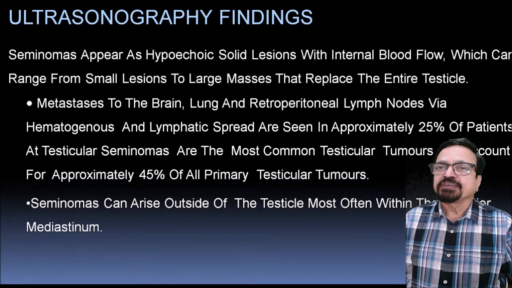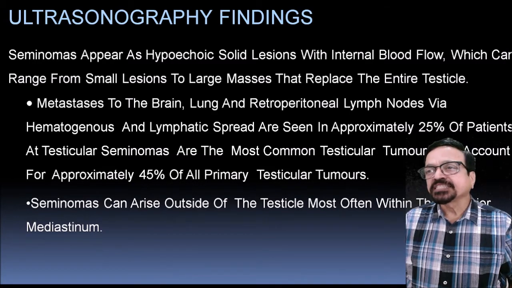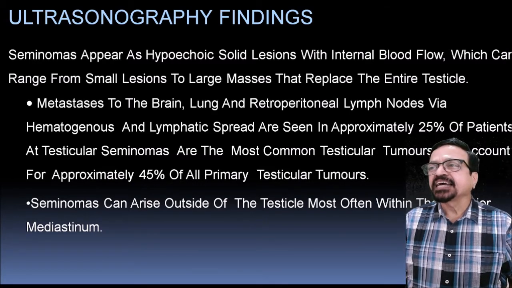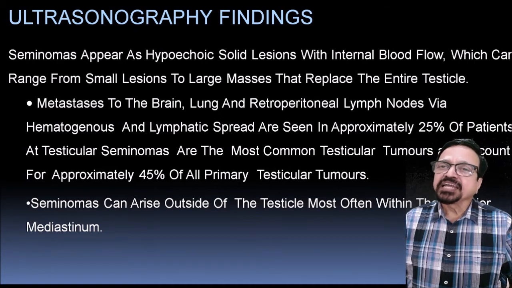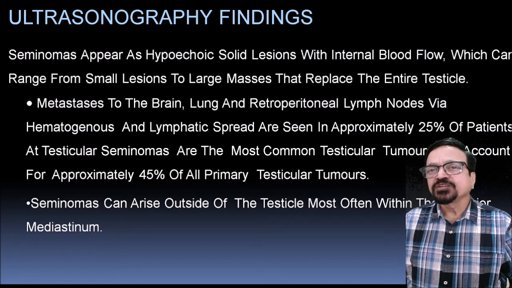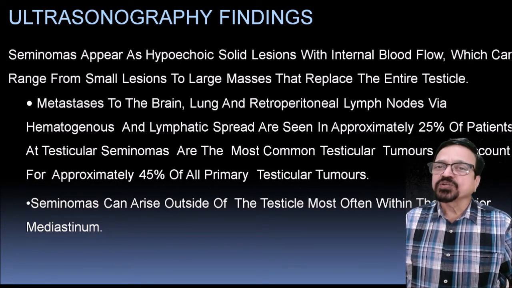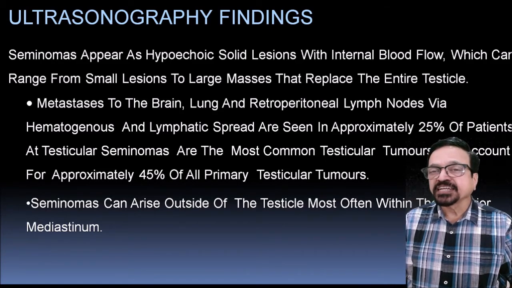Now ultrasonographic findings: they appear as hypoechoic solid lesions with internal blood flow, which range from small lesions to masses that replace the entire testicle. So the amount of testes or volume of the tumor involving the testes differs, and that is what we are going to see in the multiple cases at the end of this description.